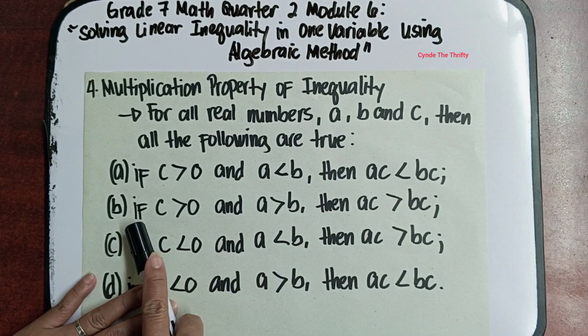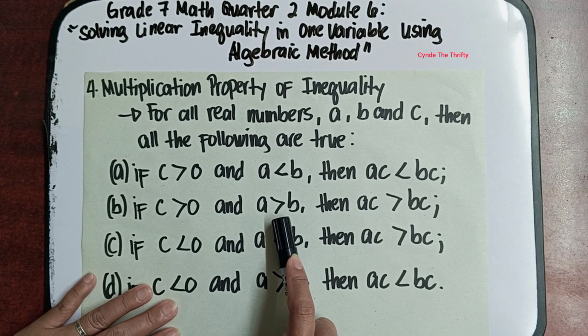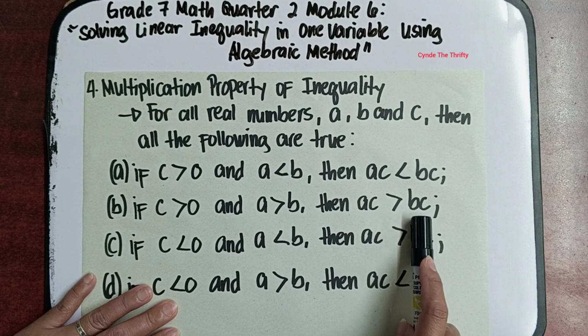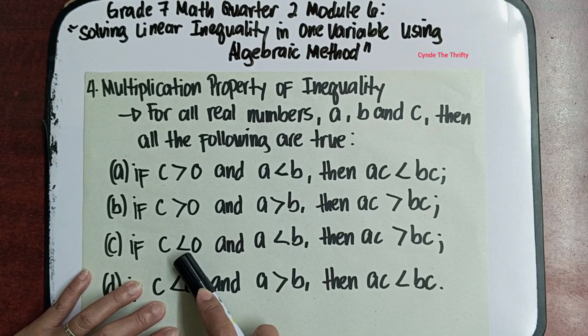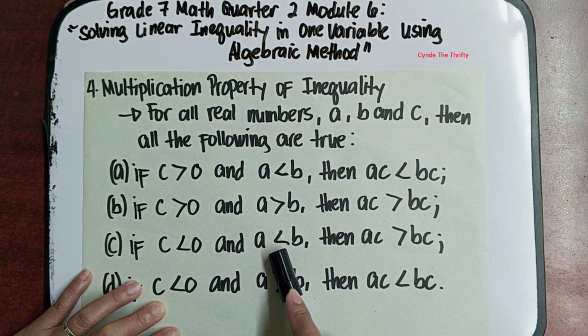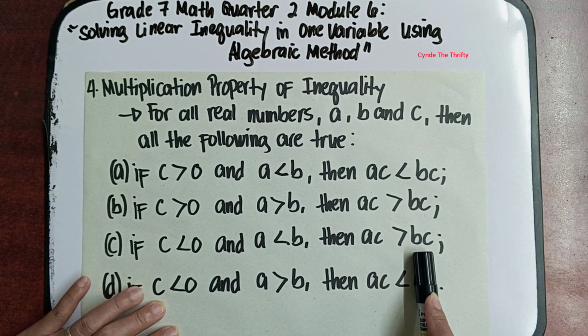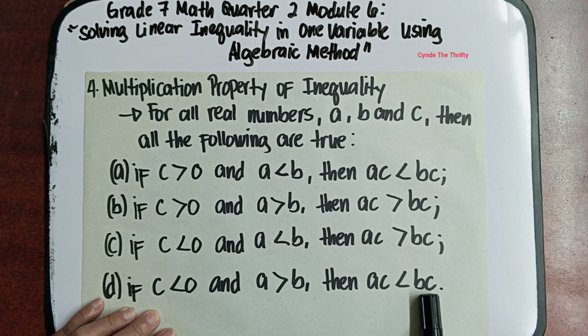Another. If C is greater than 0 and A is greater than B, then A multiplied by C is greater than B multiplied by C. If C is less than 0 and A is less than B, then A multiplied by C is greater than B multiplied by C. If C is less than 0 and A is greater than B, then A multiplied by C is less than B multiplied by C.